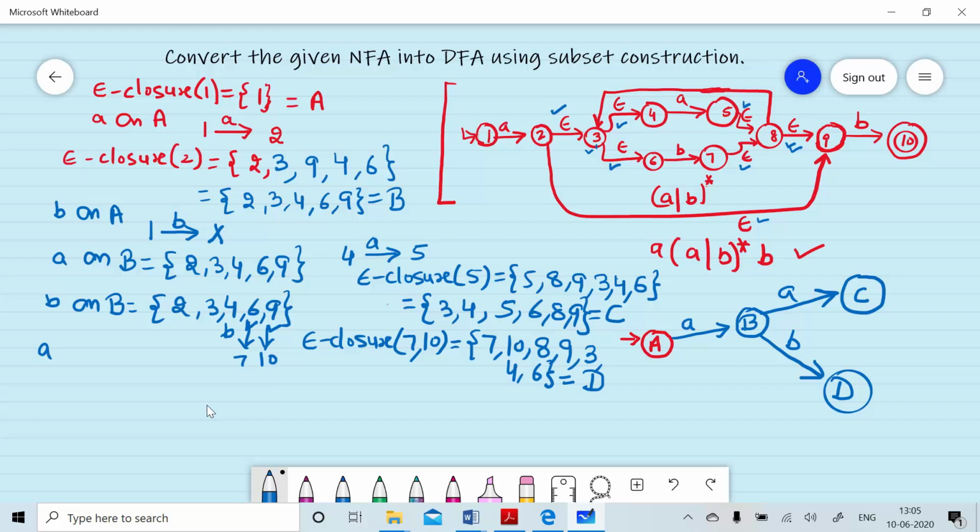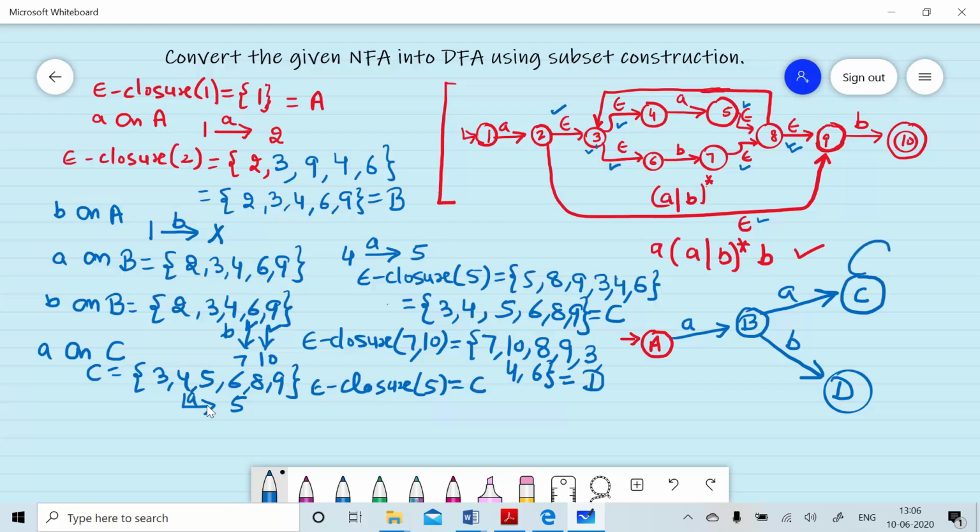Now we will discuss A on C. So C is a set with 3, 4, 5, 6, 8, 9. And on 4, if I read A, we will move to state number 5. So sigma closure of 5 is C. So on reading of A on C, there is a self loop.